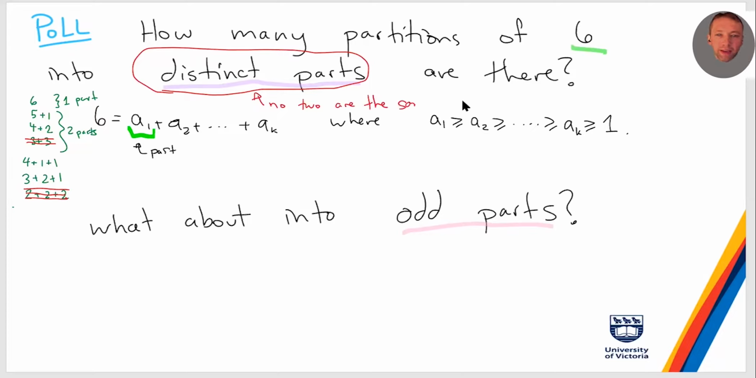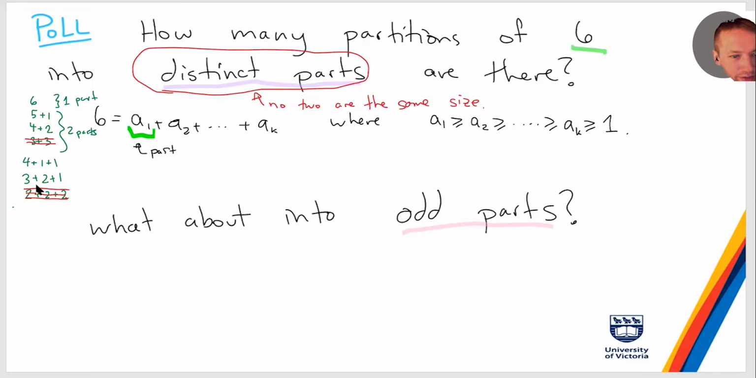So maybe what I meant by distinct parts wasn't completely clear. I guess distinct could mean other things. Anyway, at least that's what I intended, that all the parts are different sizes. If you didn't get that from the question and it made your answer wrong, then that's okay.